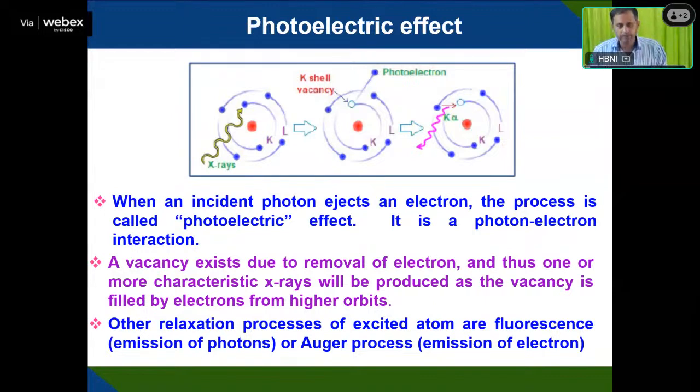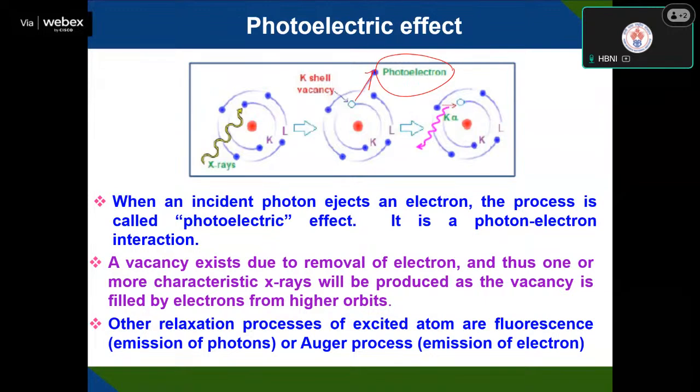Another phenomenon that takes place in X-ray photon interaction with the material is the photoelectric effect. If you see the photoelectric effect, the incident X-ray photon falls on the material, and because of this X-ray photon, one electron is coming out from the inner orbital. That electron is called a photoelectron. It is produced if the energy of the X-ray photon is higher than the binding energy of that particular electron.